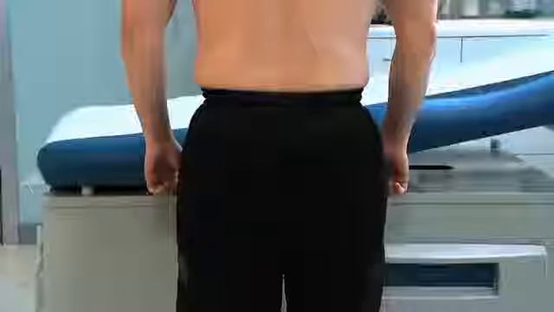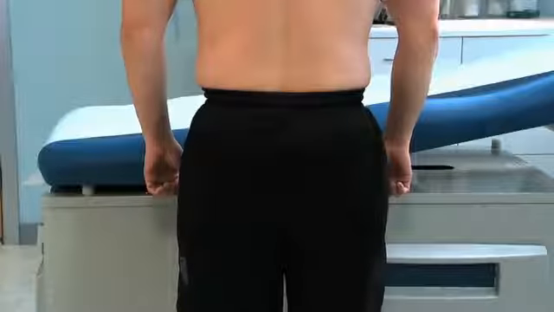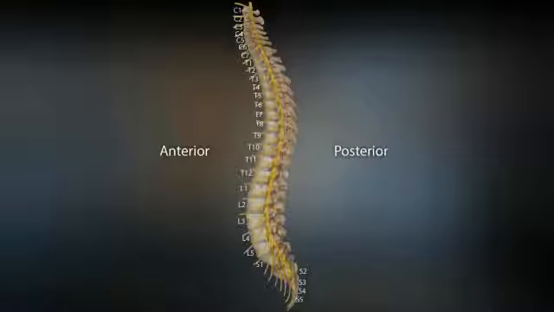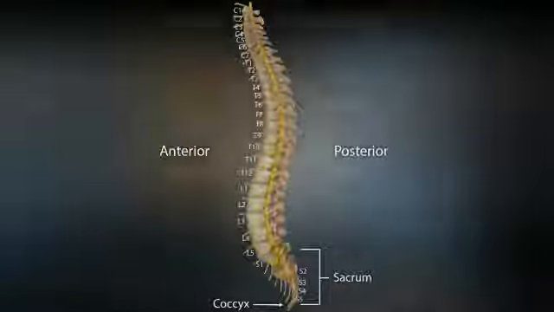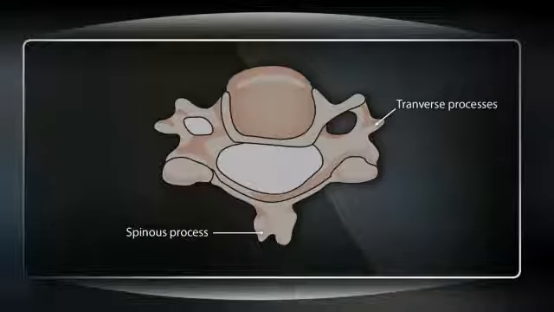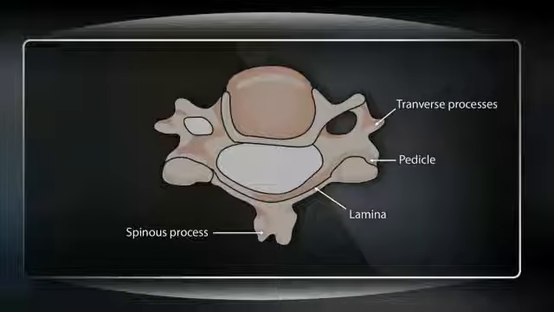The vertebral column, or spine, is the central supporting structure of the trunk and back. The vertebral column contains 24 vertebrae stacked on the sacrum and coccyx. Each vertebra contains a spinous process which projects posteriorly in the midline. Transverse processes are at the junction of the pedicle and the lamina.